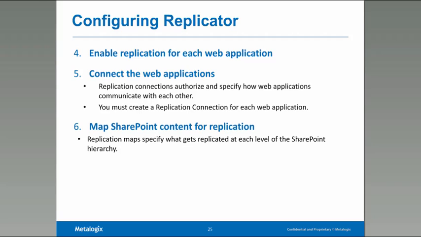So the first step is you have to basically flip the switch to say, okay, we're going to let this web application replicate. Doesn't mean it's going to do anything yet. It's just on and ready to go. Okay. Then you have to connect those web applications together. And this is where you create connections between the farms, which gives you the chance to put in the authorization, like the username, password, and domain of the site collection admin for the destination farm that you're working with, and then save that. So each of the farms has to have a connection pointing to each other.